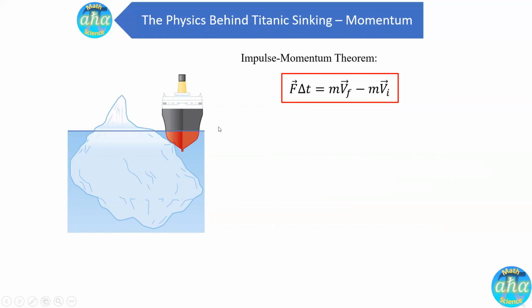The same thing happened here during the collision of the ship with the iceberg. The ship is moving with a very large velocity, about 22 knots, so the initial velocity is huge. The final velocity is rather small because the ship has slowed down significantly after the collision, so we can think of the final velocity as almost zero. And so a force has to be exerted by the iceberg on the ship. The duration is also known, and it's very fast, only about 7 seconds.